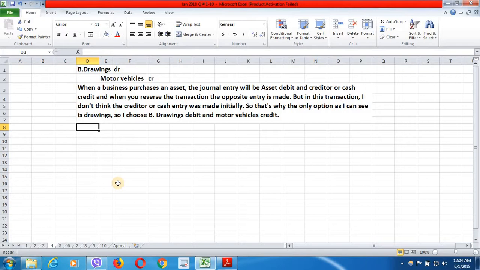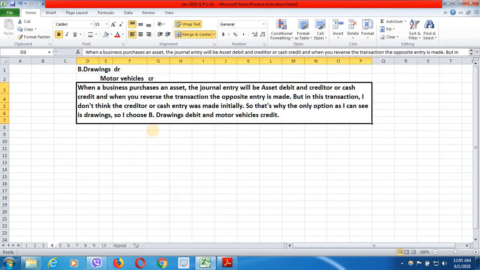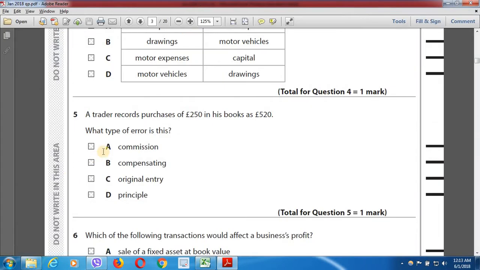The answer of this question is B, drawings debit and motor vehicles credit. Next. Then comes number 5. A trader records purchases of 250 pounds in his books as 520 pounds. What type of error is this?